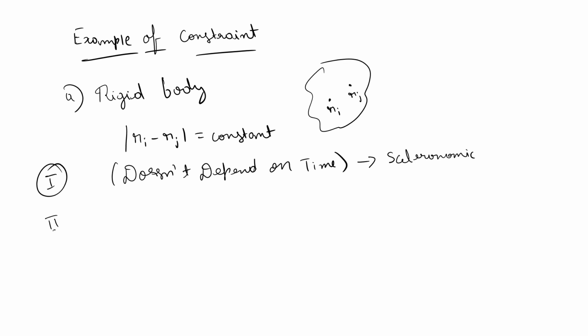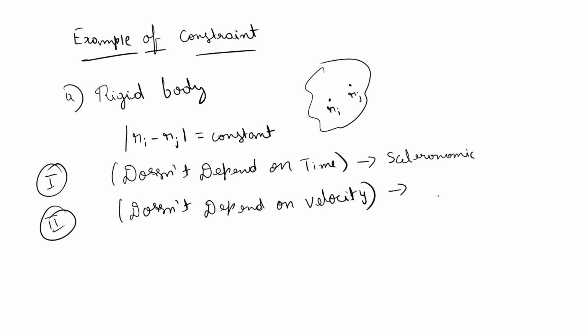Then let us look at the type 2 part of the rigid body. Does it depend on velocity? Do you see any differentiation with respect to time? Velocity is a rate of change. So if it does not depend on time, it obviously does not depend on velocity, because without time you can't measure velocity. So is it holonomic or non-holonomic? It is holonomic.